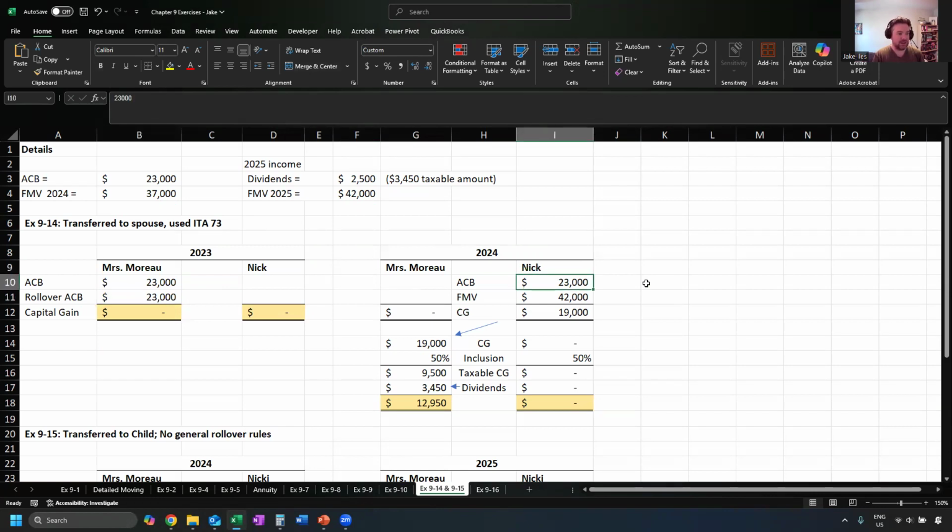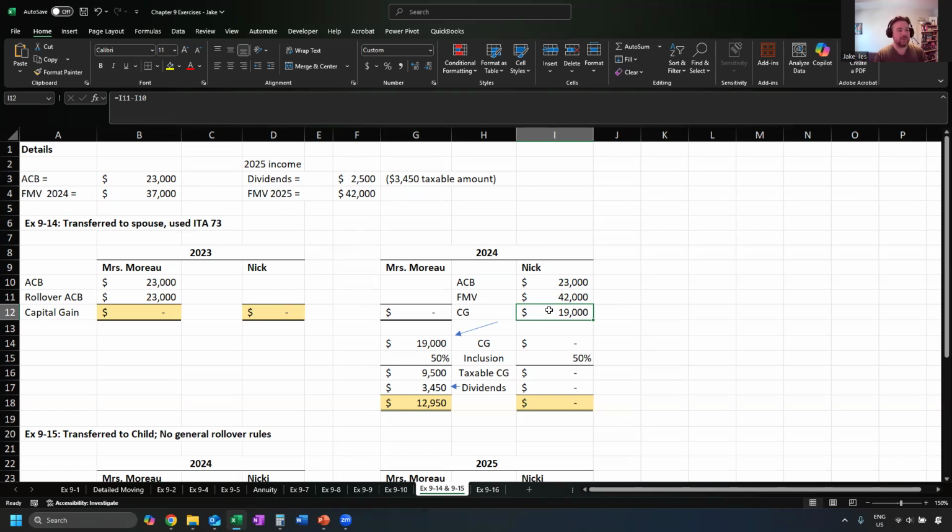Nick receives the shares at that cost base of 23,000. So when he sells the shares in August for 42,000, he has a large capital gain. Now, this capital gain is part of the value change, was up to 37,000 when the shares were exchanged, and then an additional $5,000 after the shares were exchanged. So the total capital gain is 19,000, but Nick didn't pay for these shares. He got them by virtue of the rollover.